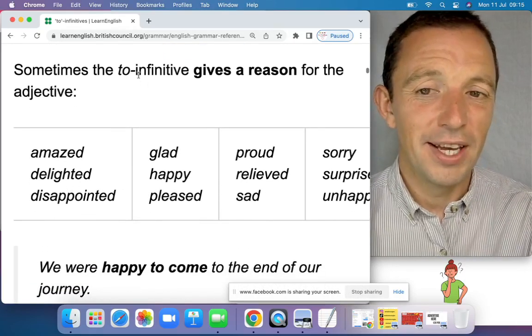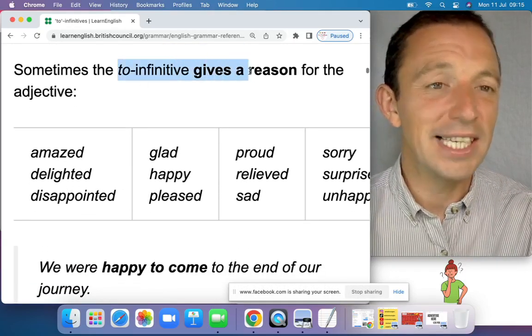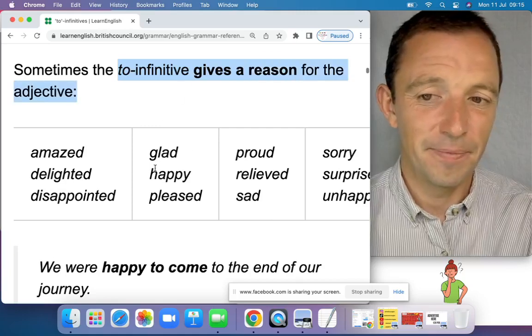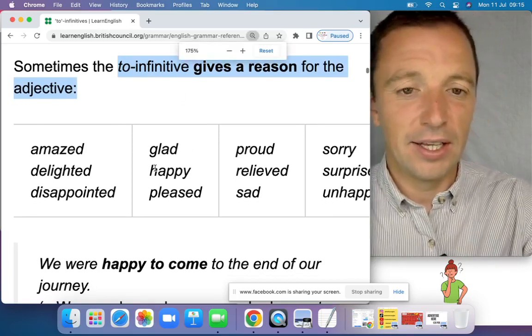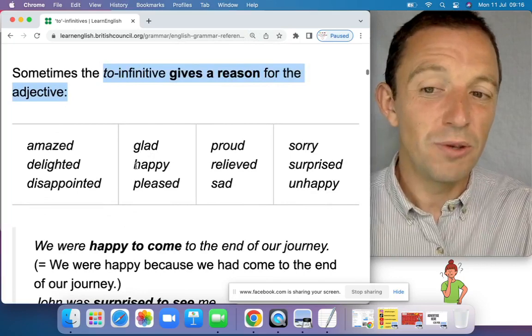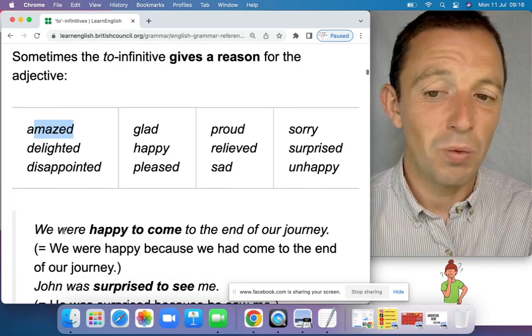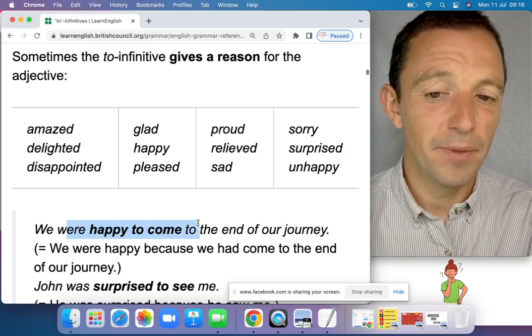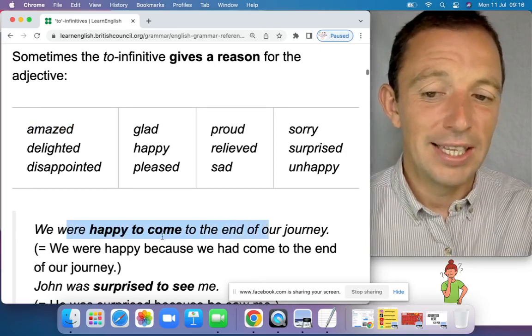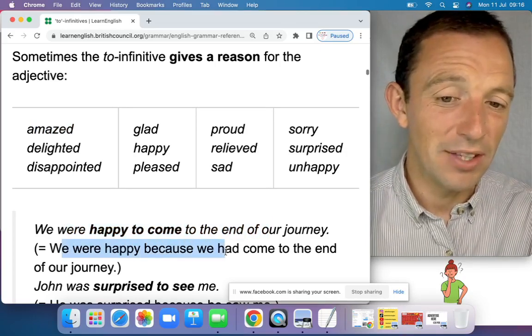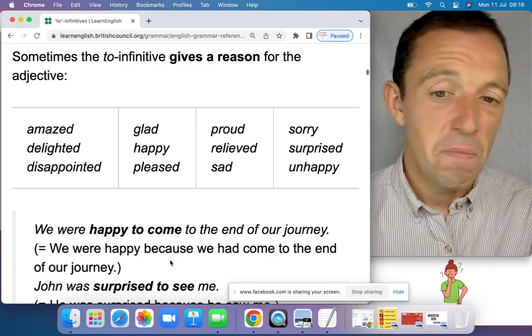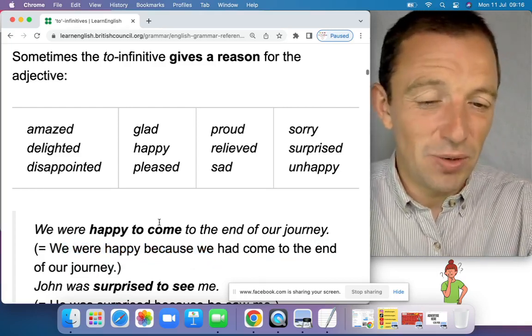Sometimes the to infinitive gives a reason for the adjective. Okay, so sometimes the to infinitive gives the reason for the adjective amazed. So for example, we were happy to come to the end of our journey. The significance is we were happy because we had come to the end of our journey. Now, I think that's not too difficult, I hope.